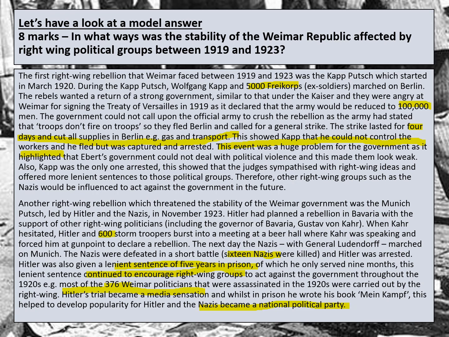Now, again, sentence starters are really helpful because, for example, saying this event was a huge problem for the government really helps you to make sure that you are linking back to the question. And it also shows the examiner that you are doing that. But even if you don't use that sentence starter, but you are still explaining why it affected stability, that's just as good, okay? But I'm just trying to show you some different ways that you can go about writing that up. But ultimately, what I'm trying to suggest, guys, is that you must make sure that you are linking back to why it was a problem for the Weimar government, and you're not just describing the rebellion itself.